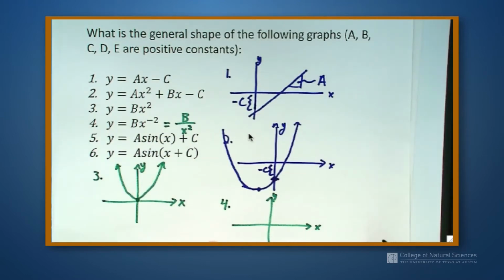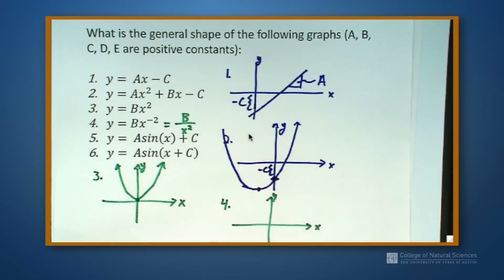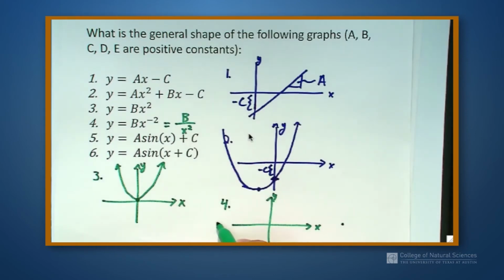Well, if b is a positive number, x squared is always a positive number. This thing is always going to be a positive value. And if x is really large, b divided by a very large number is essentially 0. So as it approaches infinity, it's going to be 0. As it approaches negative infinity, it's going to be 0. So I know I'm going to have asymptotic behavior at infinity on both ends.